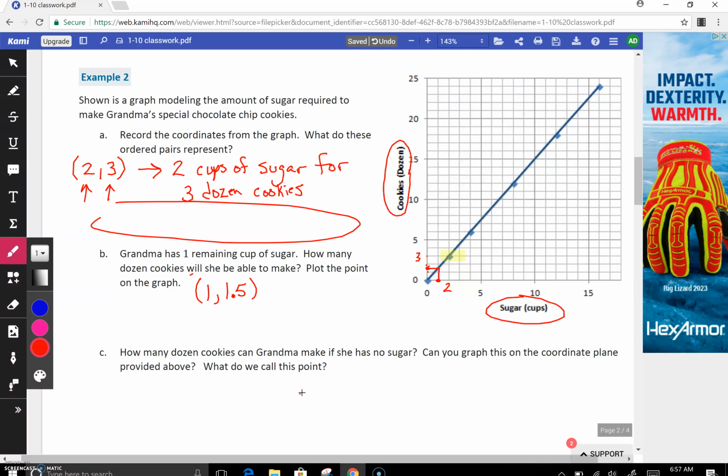How many dozen cookies can Grandma make if she has no sugar? Can you graph this point on the coordinate plane provided above? Well, if she has no sugar, that's going to be right here, and it's going to be at the point 0, 0. So how many dozen cookies can she make? 0 dozen if she has no sugar. And you call that point the origin.